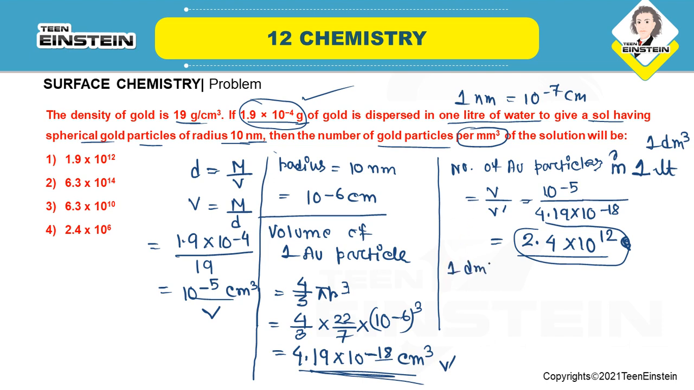1 dm cube will be 10 to the power 6 millimeter cube. 1 decimeter, if we want to convert to millimeter, is actually 10 to the power 2, but as here we have cube, that is why it will be 10 to the power 6. So this is the number of particles present in 10 to the power 6 millimeter cube, but we need the number of particles present in 1 millimeter cube, right? So the last and final part.